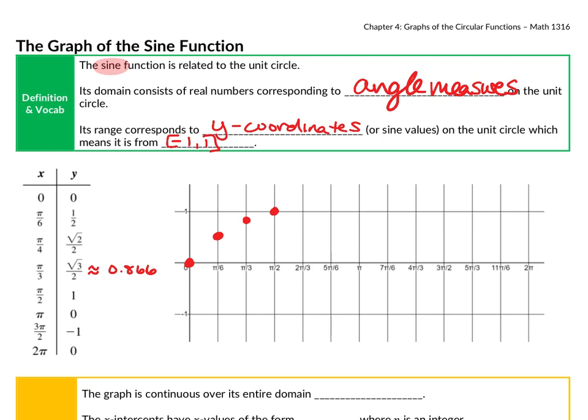Then we're going to make some bigger jumps here. At pi, we are at 0. At 3 pi over 2, we're at -1. And at 2 pi, we're back at 0. When I play connect the dots, one period of the sine function appears. The graph is going to go up, come down, and go back up again, creating a wave pattern.